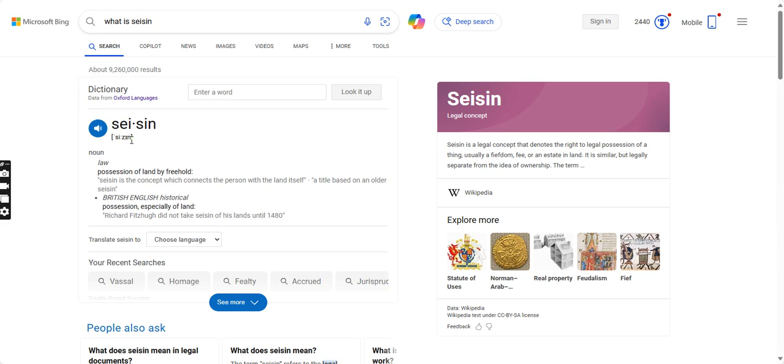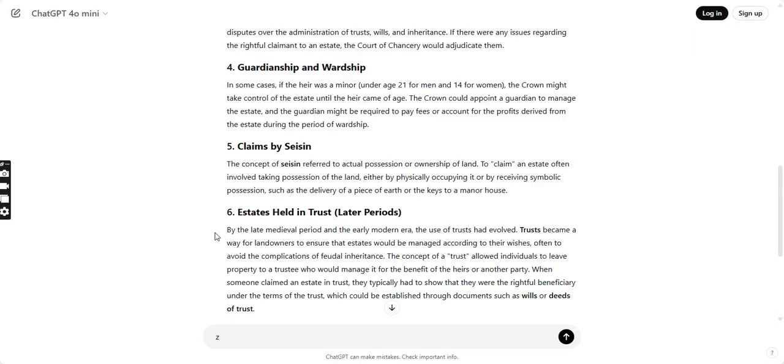Seisin. Okay, law. It means the possession of land by freehold. In British English, historically, it's the possession held, especially of land. That's interesting.